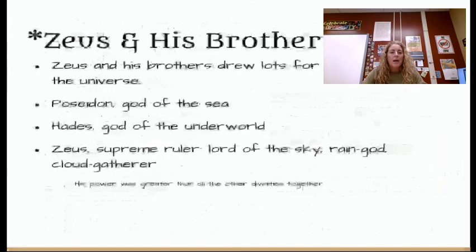Poseidon became god of the sea, amongst other things, but god of the sea is what he's most known for. Hades became god of the underworld. And then you can kind of look back. We're going to do a little research project on what the others became in charge of, if you will. So those are the notes for today.